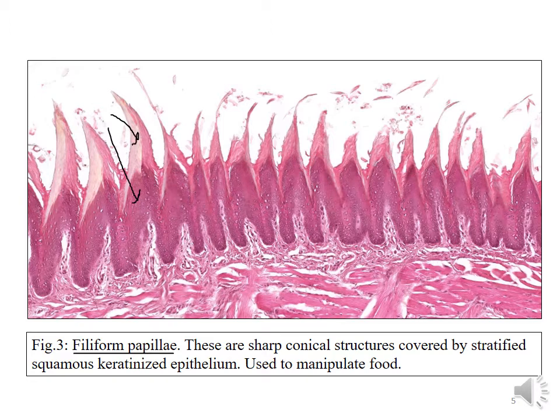As we have said, most of the tongue is covered by stratified squamous non-keratinized epithelium. So why are the filiform papillae covered by keratinized epithelium? Because these papillae are used to manipulate food. They are used to move food particles during swallowing and while chewing inside the mouth.